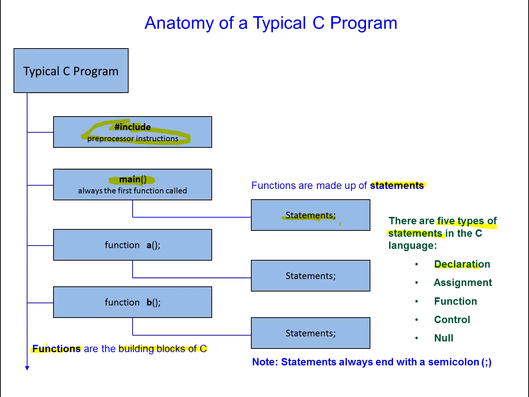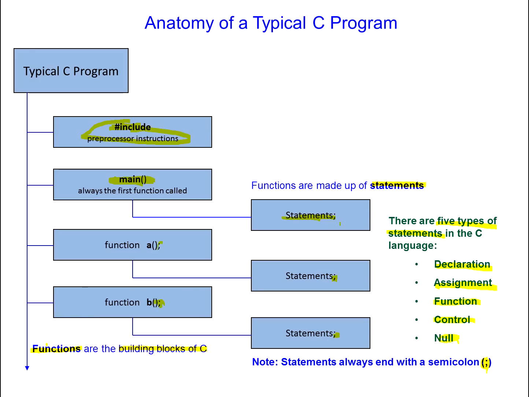Okay, there's a declaration. You're going to declare a variable and what kind of variable it is. There's assignments. You're going to assign the variable to be 5, for example. There are functions. That's what the building blocks of C are. And there is control. You will control the flow of operations by statements. All right, and we'll just ignore the null at this point. Now, an important point here is the semicolon. Notice all statements end with the semicolon.